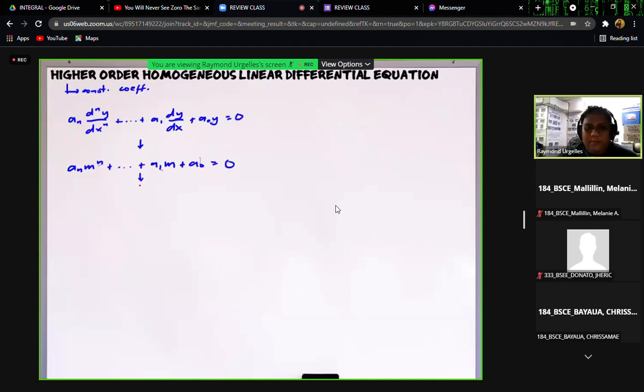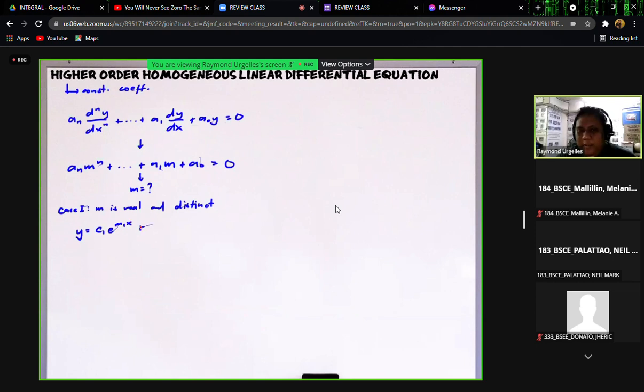Then again, iso-solve natin yung mga values of M. Okay, ako ba? So then, so base dun sa mga values ng M natin, so we have case 1. Diba? So yung case 1 natin, so is yung M natin, so is real. Diba? So and distinct. Diba? Pag sinabi natin real and distinct, so magkakaiba yung value, tapos real number. Diba? So pag ganyan yung case natin, the solution will just become, so C1 e to the M1x, diba? So plus C2 e to the M2x, no? So and so on and so forth, diba?